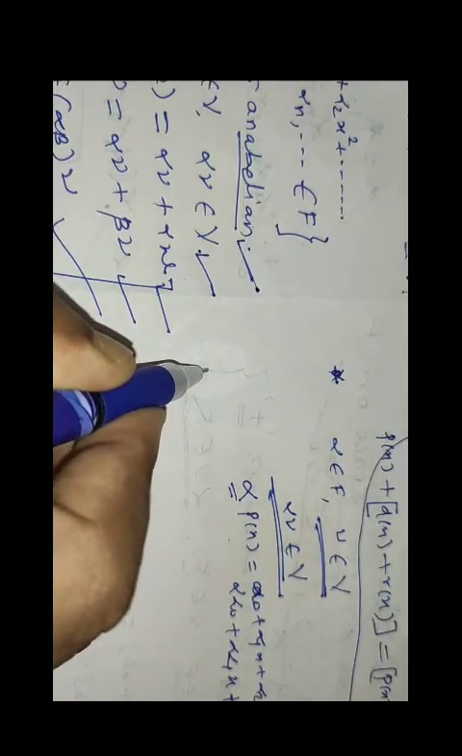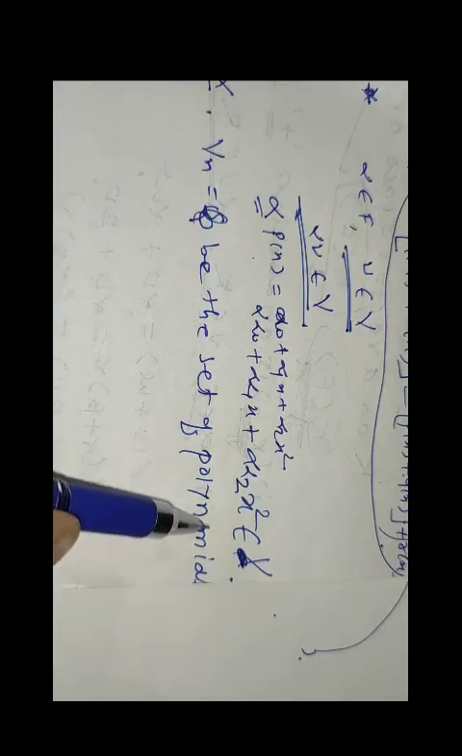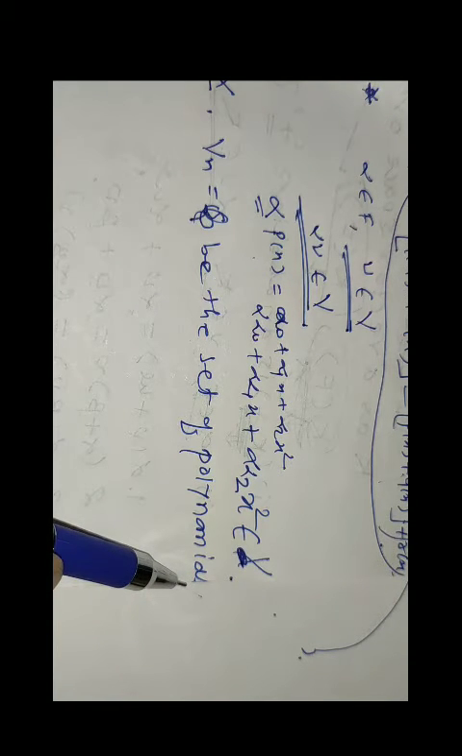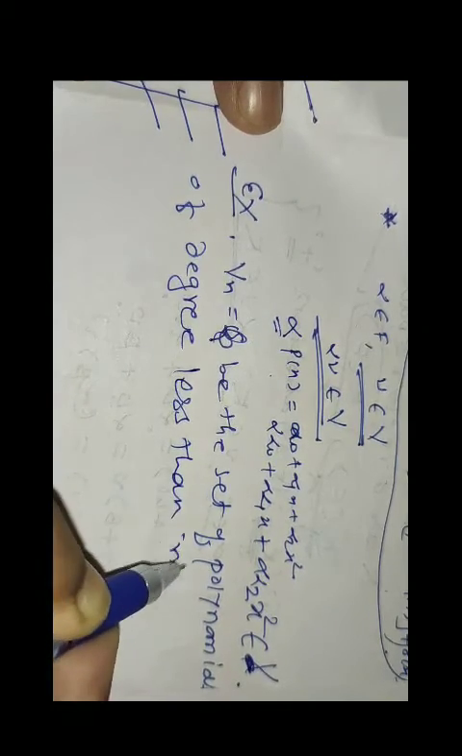Next example we discuss. Vn be the set of polynomials of degree less than n.